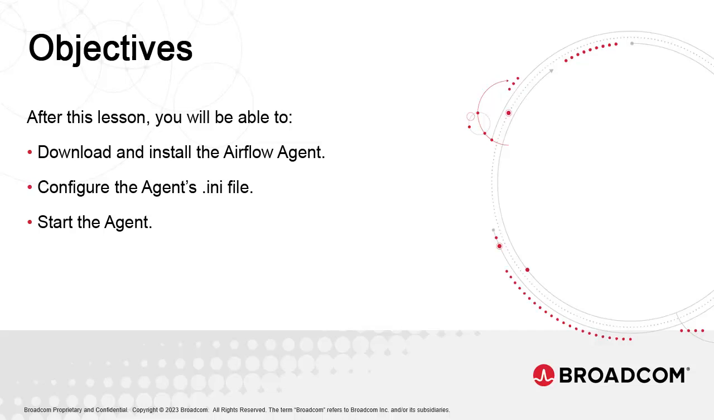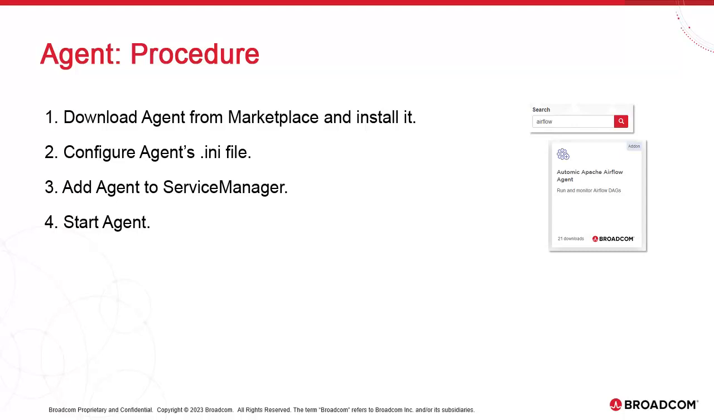We use a Java command to start the agents. The installation and configuration procedures are as follows. First, you download the agent from Marketplace. A simple search on the term Airflow produces 3 results: the Amazon Workflow extension, the plugin, and finally the agent, which is the one that you need. The package contains all the necessary elements for both Unix and Windows systems.